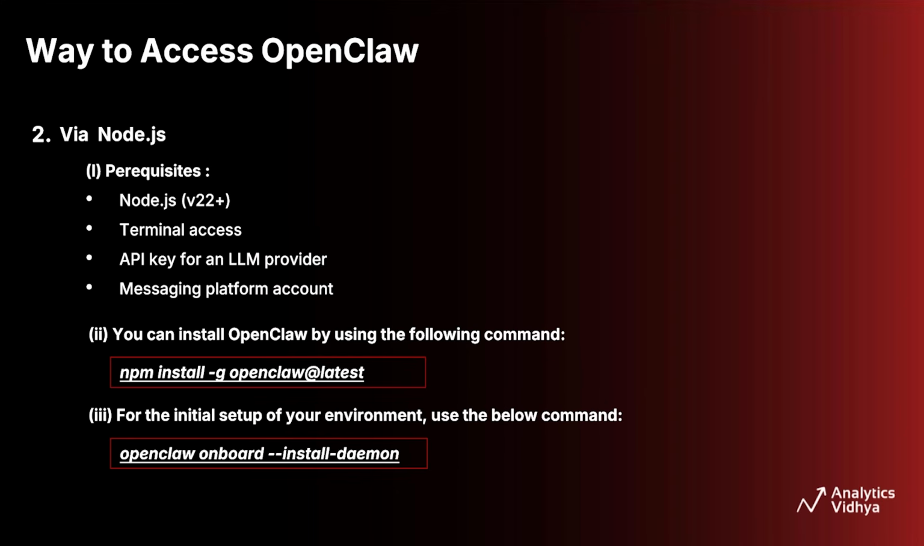Once that's ready, you install it globally using npm. Finally, the onboarding command sets up OpenClaw as a background service, so it is always available when messages come in. This approach is recommended if you want long-running agents, integrations, or production-like usage.